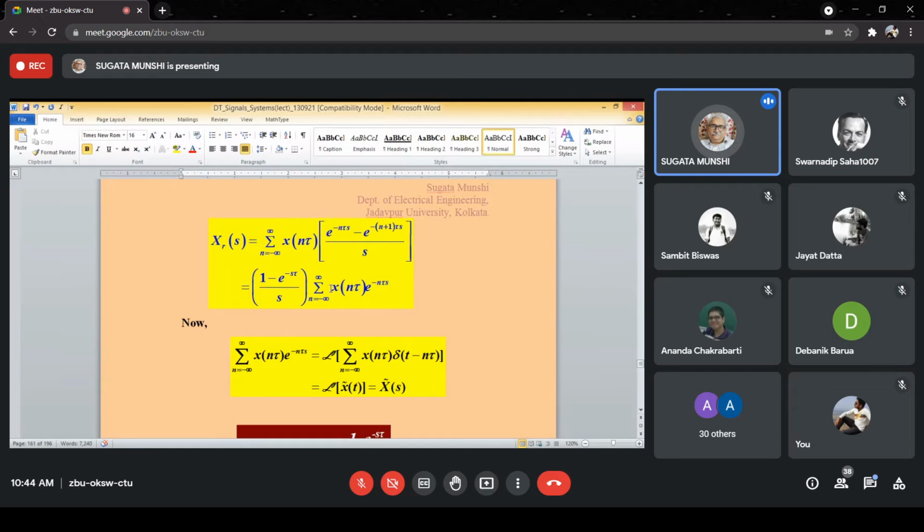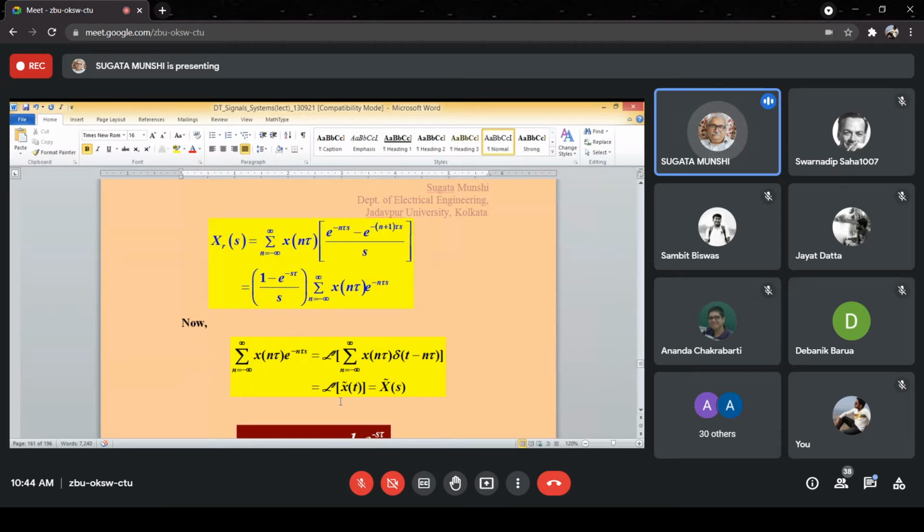So within the summation, we have x(nτ) e to the power minus nτs, whose Laplace transform is represented by this summation. This summation represents a Laplace transform of a certain signal. What is that signal? Sir, impulse. Impulse. Yes. Sum of impulses with strength x(nτ). All right, Laplace transform of this summation, x(nτ) into delta(t minus nτ). Is it clear?